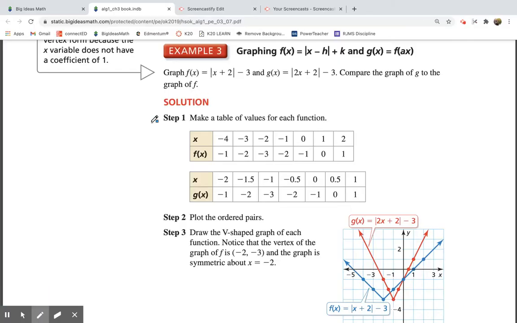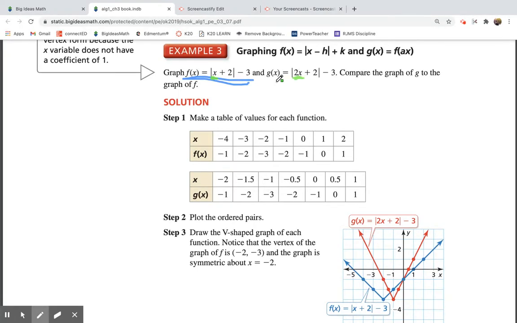Okay, next what we're going to look at is a little bit more complex equation or function. So it says graph f of x equals the absolute value of x plus 2 minus 3. That's our parent function. And g of x equals the absolute value of 2x plus 2 minus 3. Compare the graph of g to the graph of f. So if you look at f of x, we have x plus 2 and then minus 3. Over here we have 2x plus 2 minus 3. So the only difference, let me switch colors, is where we have x here, we have a 2x over here.